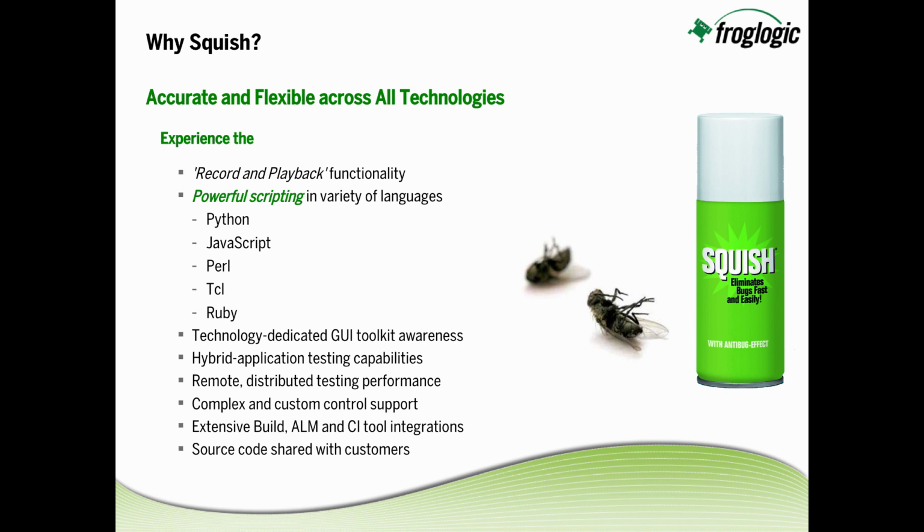We can test hybrid applications. So if your mobile application, for example, is made up of native controls, Android or iOS, as well as, let's say, web controls, we can test applications made up of hybrid technologies or multiple technologies. And again, we're testing them and have access at the object level. A few other features listed there, for example, our extensive integration and that we share our source code with customers.